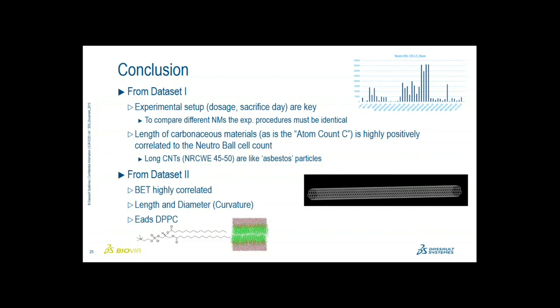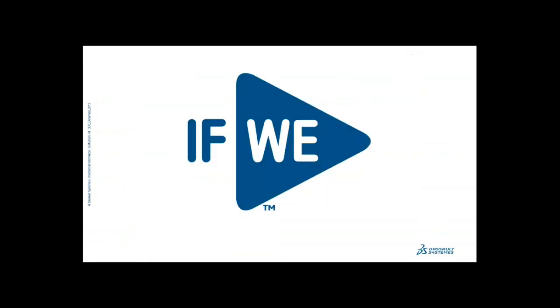And so if I now normalize by those setups, then I find the surface area most relevant, length and diameter, so the shape again, and the adsorption of DPPC. So this interaction parameter seems to come up every time, and that also explains the activity of the nanomaterial. And on this, I will conclude, so we can have a little bit of a break.